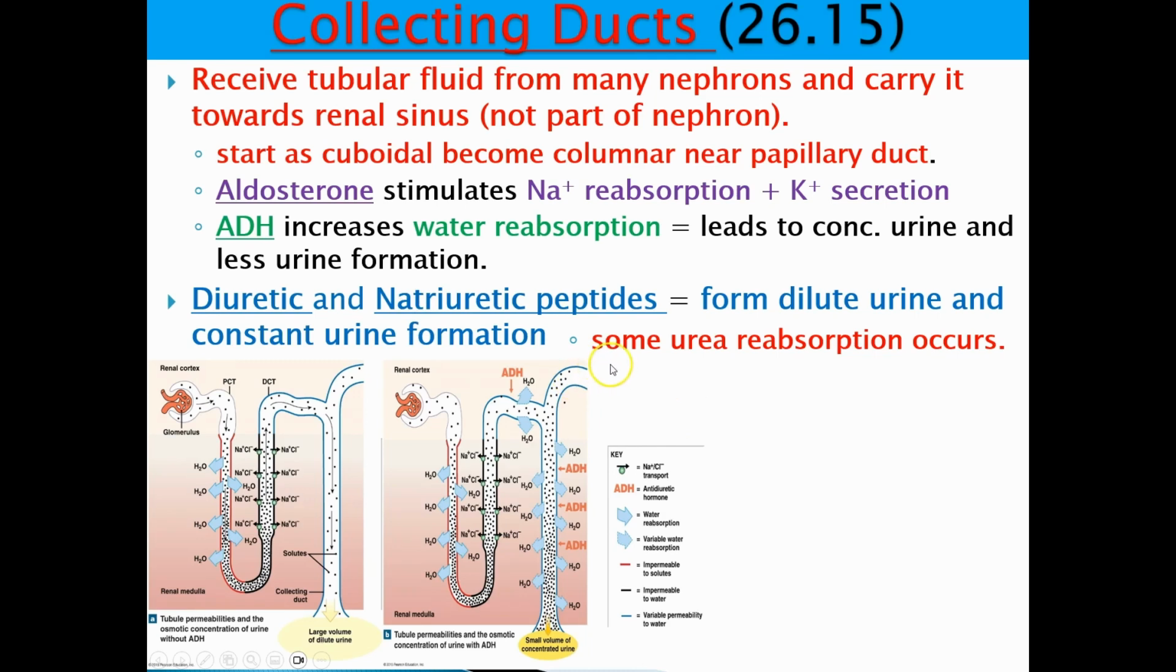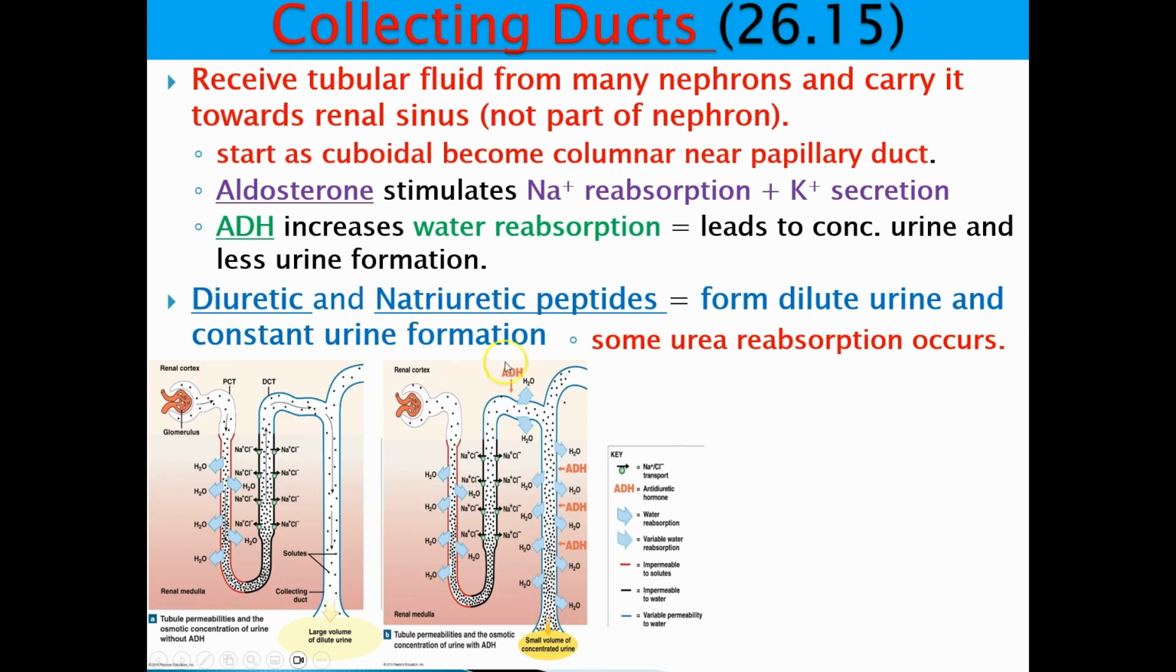Now, note that in the collecting duct, there might be some urea reabsorption. I don't stress this point. It's not something that's super relevant to me. Obviously, we're forming urea. That's the goal, and most of the bad stuff is going to be urea. That's the main waste that we're getting rid of. The fact that we reabsorb some here is more of an FYI for you.